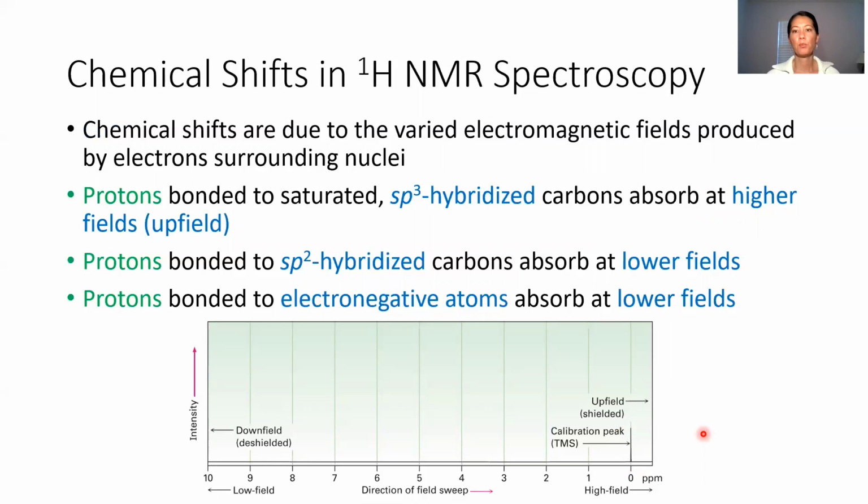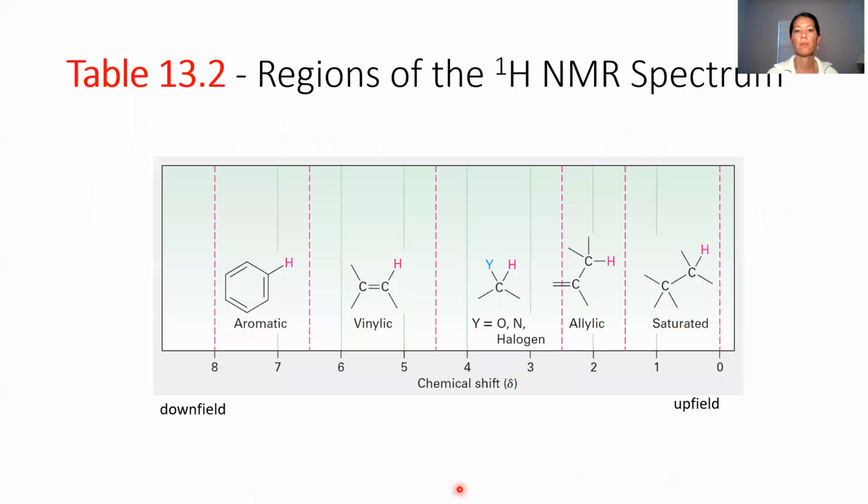What you are responsible for is really just understanding the different regions where these peaks are going to show up. Protons bonded to saturated sp3 hybridized carbons absorb at a higher field, upfield. So they're in this region. Protons bonded to sp2 hybridized carbons are at lower fields because of the pi bonding. Protons bonded to electronegative atoms, we'll find them basically more in this region here. I'm going to give a more detailed region, but lower field.